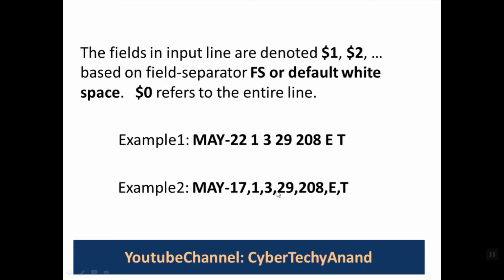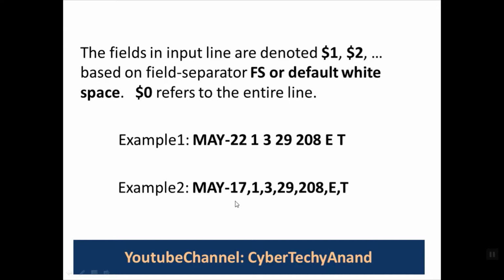Like if you want to print May hyphen 710, then it's $1, and if you want to print the next field, it is $2. But you should be careful here that we need to explicitly mention hyphen capital F, then comma as a field separator in the options, so that AWK is going to consider this as a line, and it will break into the different fields like $1, $2.